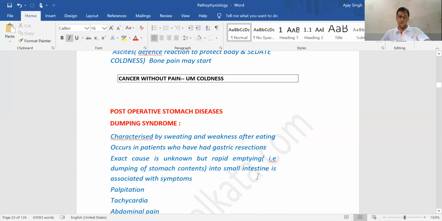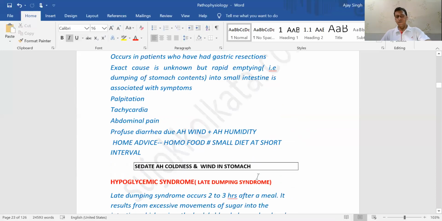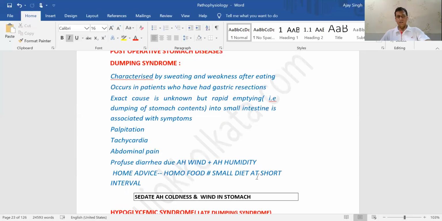Now, these are a few complications of generally post-operative diseases. Generally, in post-operative diseases, we find dumping syndrome and late dumping syndrome. Okay, this is not very common. This is a rare disease, but since this was discussed by Dr. Violeta, I am discussing this disease again.